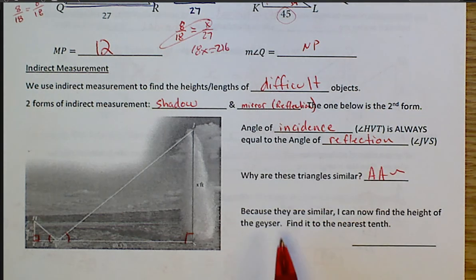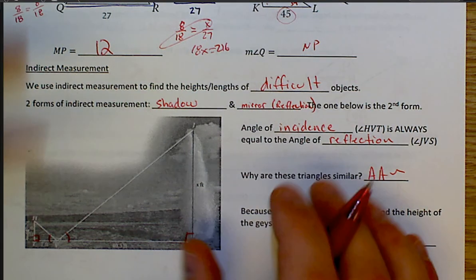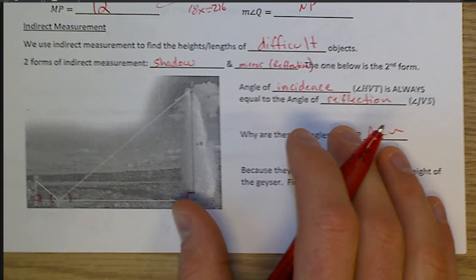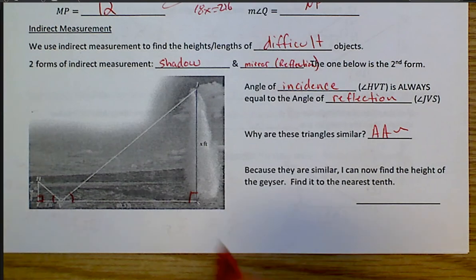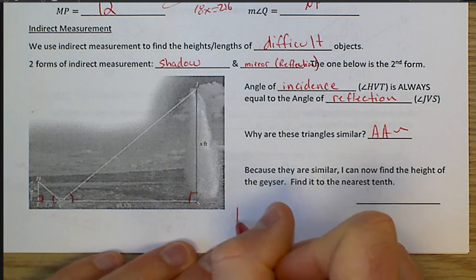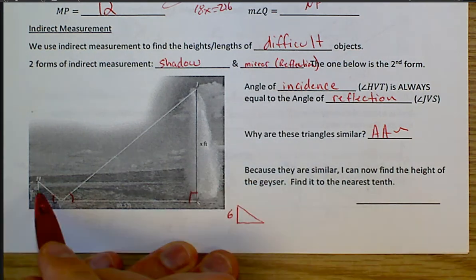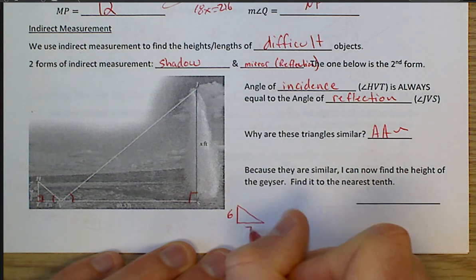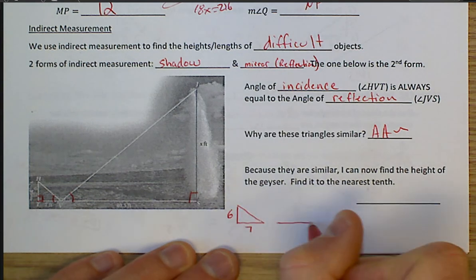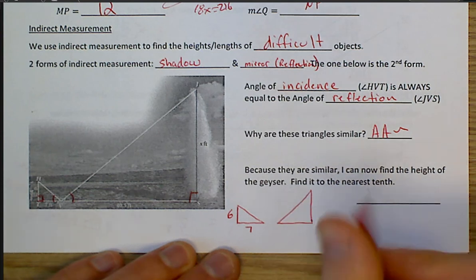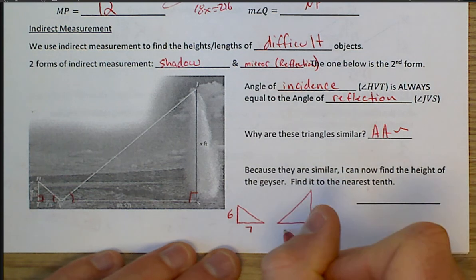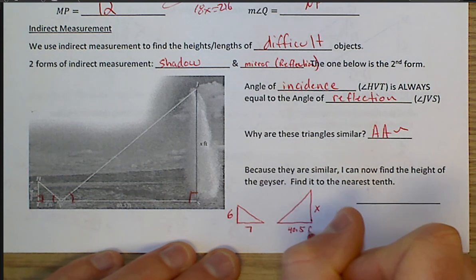And it says because they're similar, now I can find the height of the geyser, find it to the nearest tenth. What I usually do is just redraw these triangles, so I'm going to do that real quick for you here at the bottom if there's enough space. So basically what you have is the person here. So here's his right triangle. He's 6 feet tall, maybe tough to see that number there. And then it's 7 feet from the mirror. And then the geyser's triangle that is formed is X feet tall and 40.5 feet. Okay, and these are all in feet.